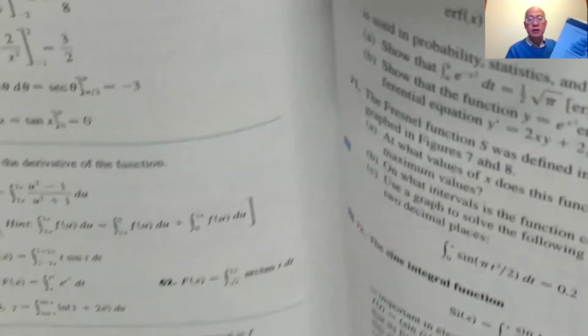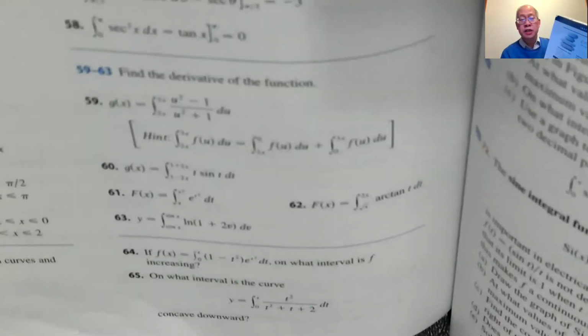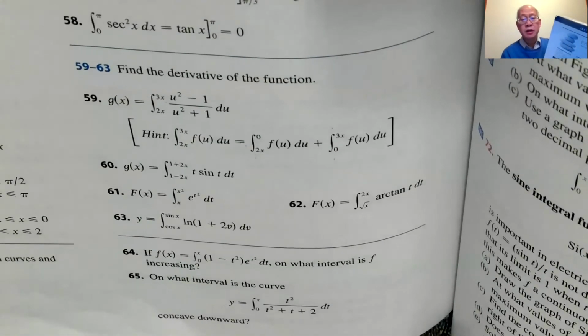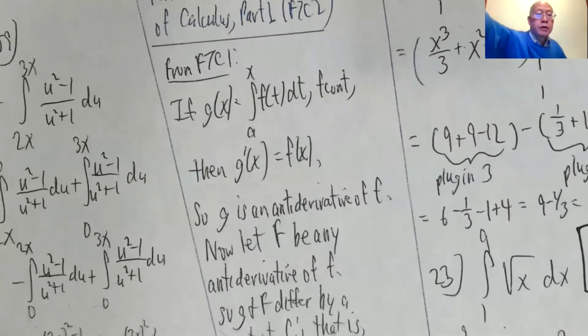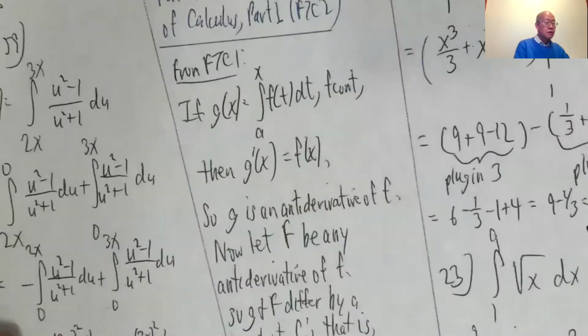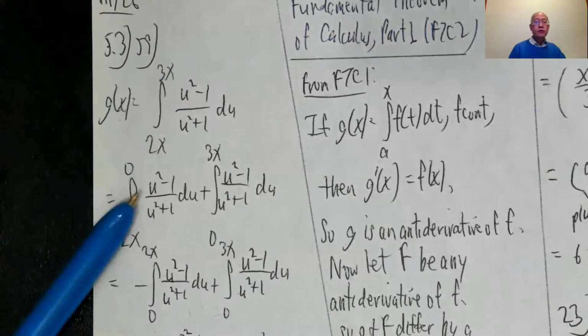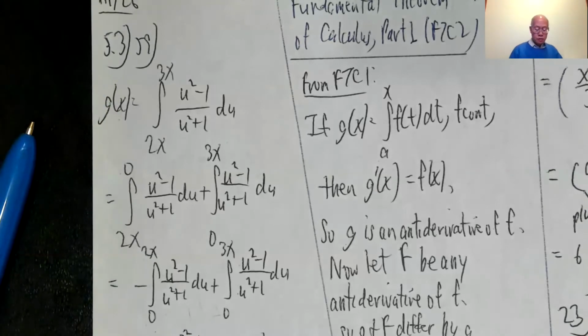Okay, then some problems at the end. What happens if you have variable expressions on the top and the bottom? That would be like 59 through 63. So 59, 61, 63, variable expression on the top and the bottom. So I see we have, for 59, 2x, 3x.